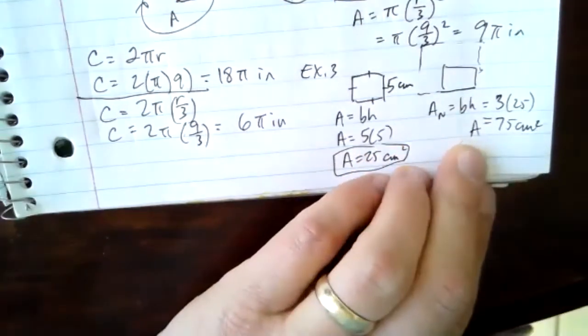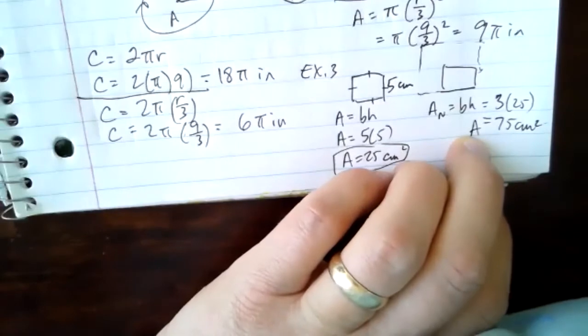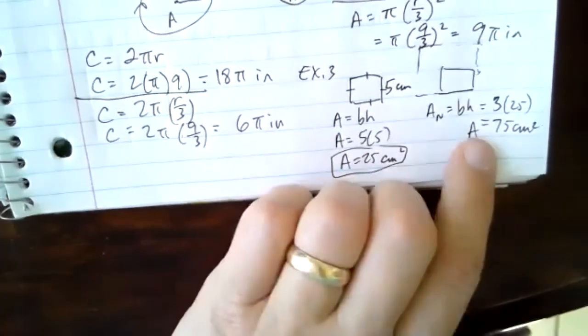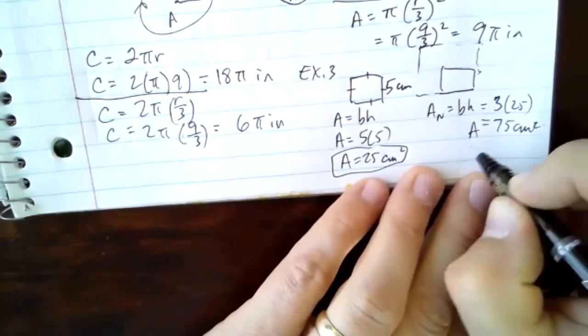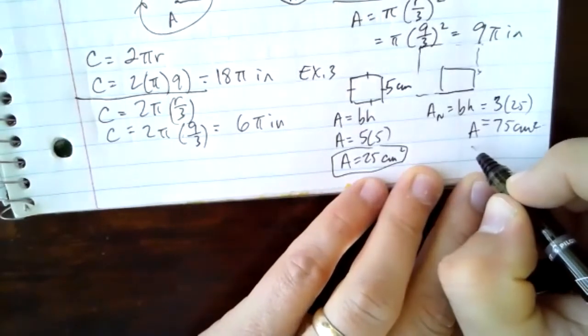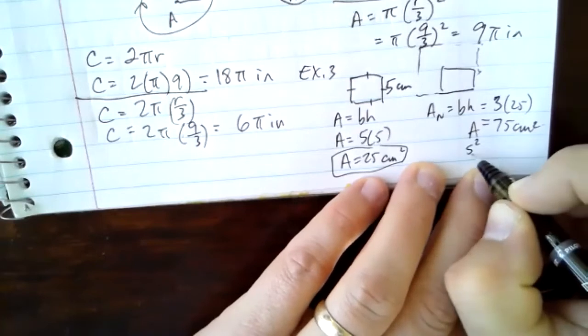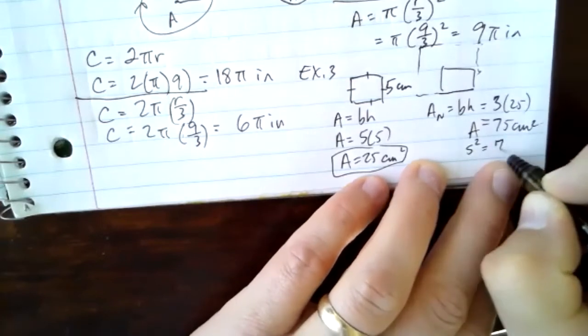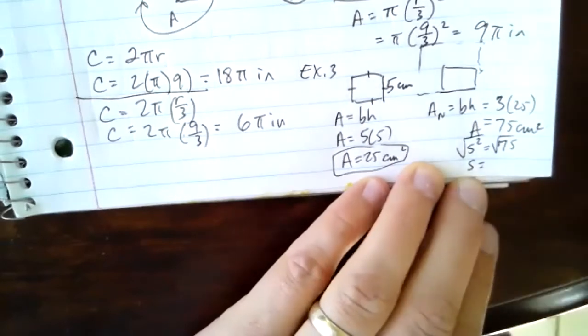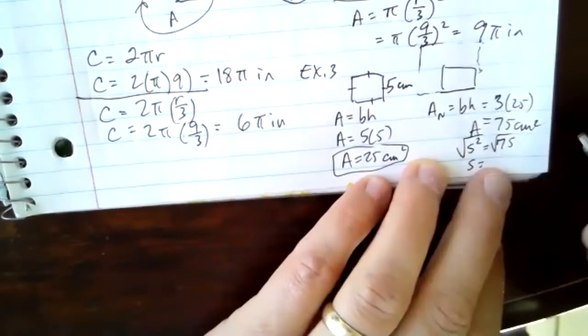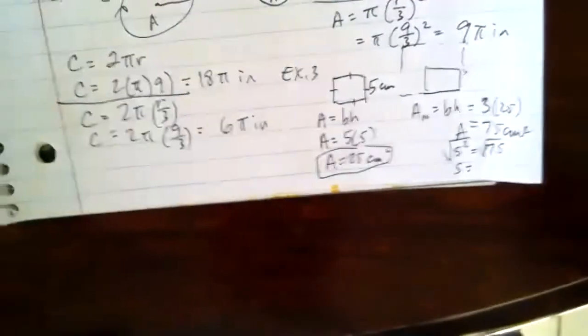All right, so we have a square that has an area of 75 centimeters squared. If I wanted to find the side length, the area of a square is the side squared, basically. So I would square root both sides and get the square root of 75. So the new side length, now we need to talk about this. This is important because you're going to see this on the ACT.